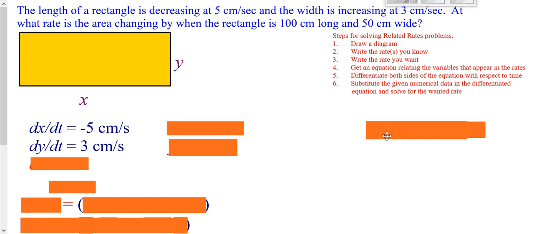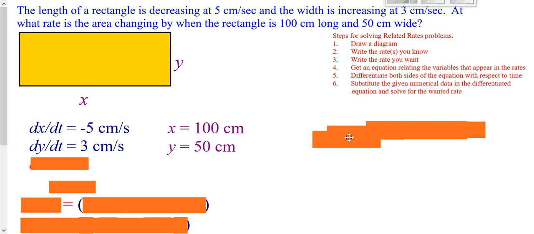We also are looking at the instant when our rectangle is 100 long, and our length is dealing with x, and 50 wide. And remember, our width is dealing with y. We're also looking for the rate of change of the area. Rate of change is your derivative, so it's the derivative of area. So we're looking for a dA/dt. We don't know what it is, so it's a question mark. So our variables are x, y, and A. Well, that's area of a rectangle, so we'll go A equals xy. So that's our equation that relates our variables.